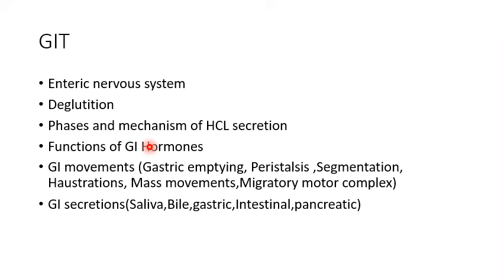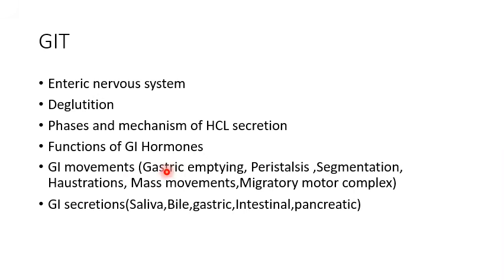Then functions of the GI hormones. At least five hormones you have to read: gastrin, secretin, motilin, CCK, that is cholecystokinin. Then VIP, that is vasoactive intestinal peptide. GIP, gastric inhibitory peptide.